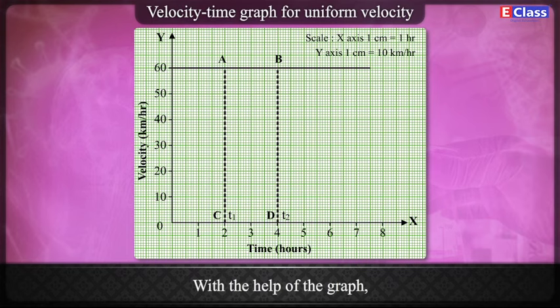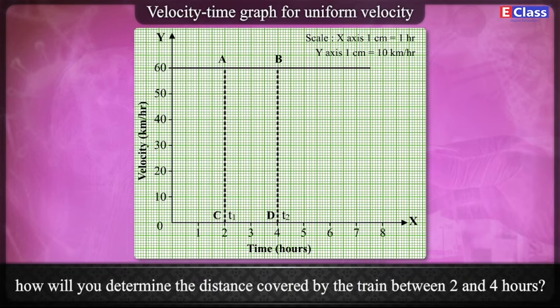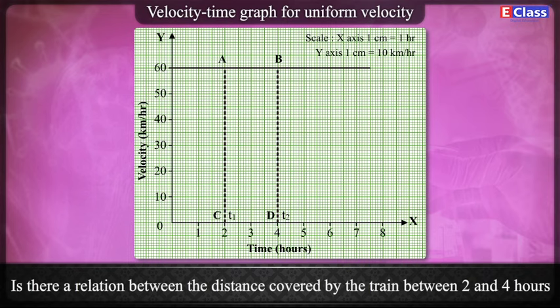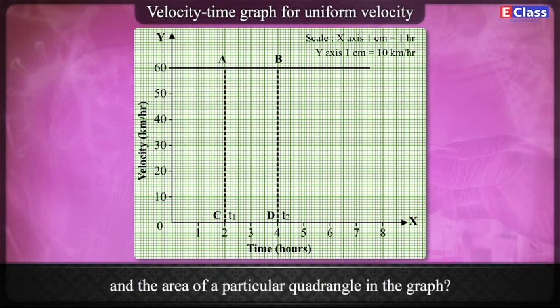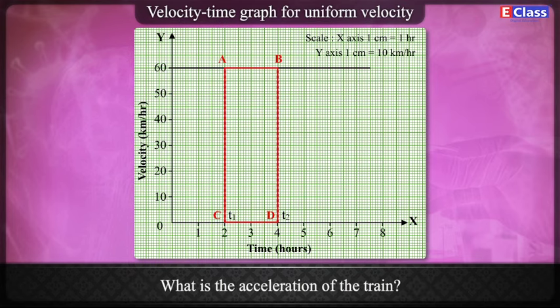1. With the help of the graph, how will you determine the distance covered by the train between 2 and 4 hours? 2. Is there a relation between the distance covered by the train between 2 and 4 hours and the area of a particular quadrangle in the graph? 3. What is the acceleration of the train?